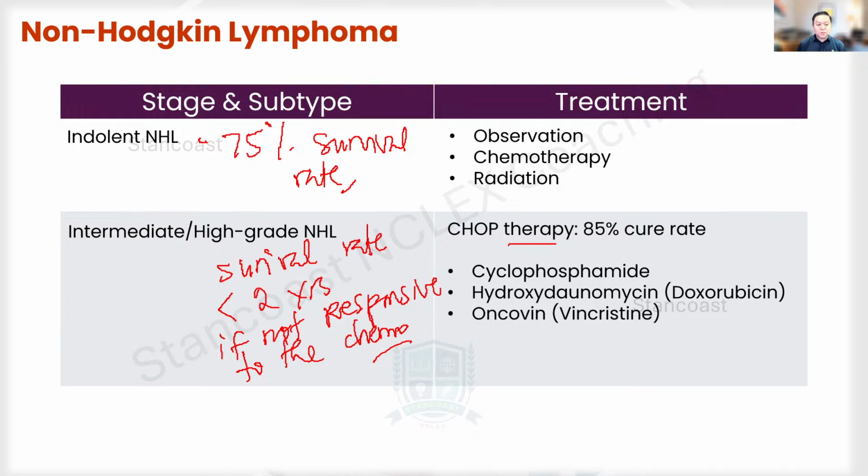Now, the number 3 here is the Oncovin, or popularly known as the vincristine, which is a vinca alkaloid. This is going to disrupt the formation of the mitotic spindle during the cell division of the cancer cell. And of course, this will lead to the cancer cell death. Oncovin, vincristine. So we have the last one, prednisone, which is an immunosuppressant medication.